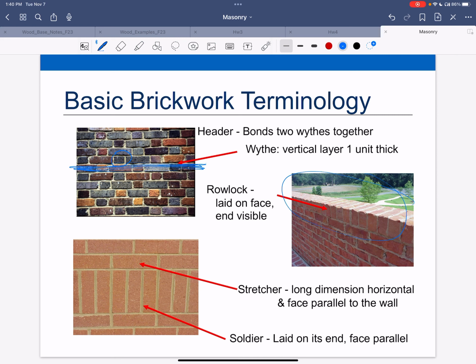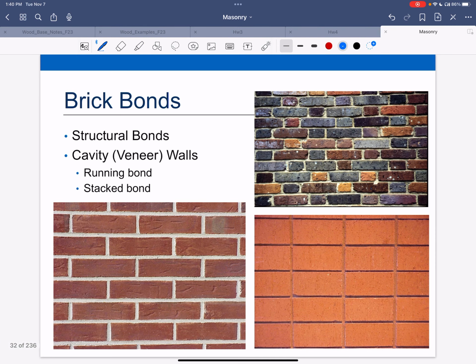Now these particularly are laid on their face, with the end visible, and that's called a rowlock. A stretcher is when you put it long dimension horizontal with the face parallel to the wall. A soldier is laid on its end with the face parallel to the wall. Okay. Brick bonds, so structural bonds. So we've got our mortar and our orientation here that forms the bonding of this wall.